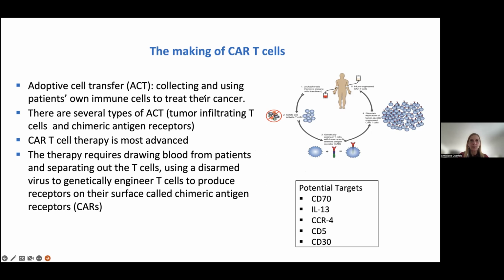What you do is collect patients' immune cells, or you get them from allogeneic samples, and engineer them to produce receptors on their surface that target those tumor cells. They're called CAR, or chimeric antigen receptors. This is in an effort to overcome the problems we have with allogeneic transplants, where you see a morbidity and mortality of about 30%, so it's quite high.